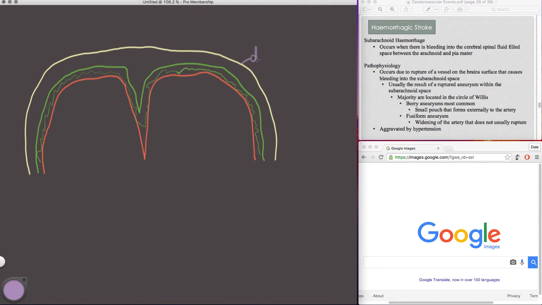We have the outer layer, which is our dura. We have the middle layer, which has kind of spider-like protrusions, which is our arachnoid. And then we have the inner layer that acts kind of like a cellophane that covers the brain, and that's our pia. So by just the name itself, we can kind of assume that a subarachnoid hemorrhage is a type of hemorrhage that's going to occur below the arachnoid, or basically it occurs below the outer layer of that arachnoid meninge.